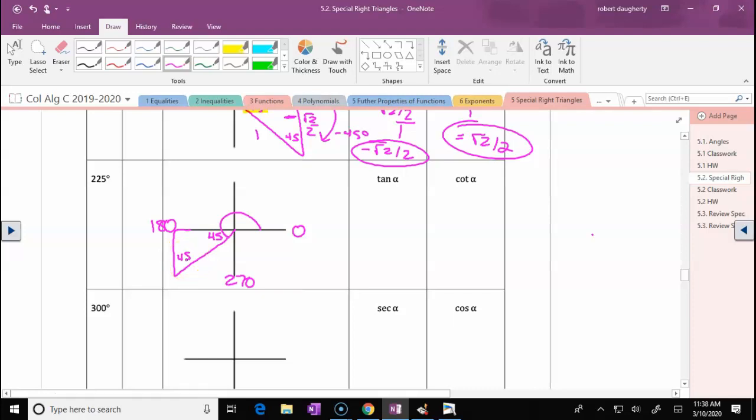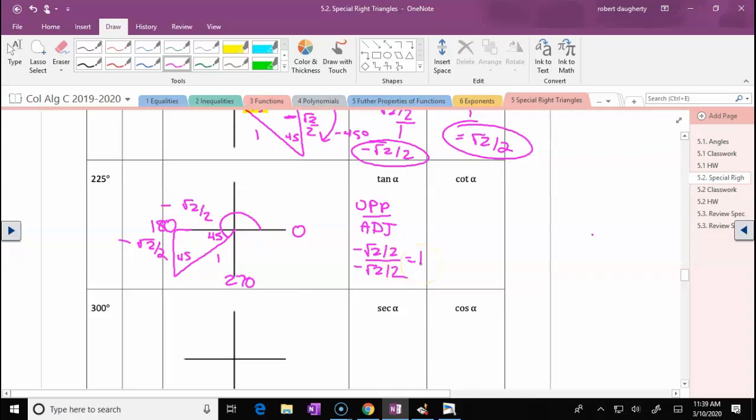So this side is 1. What are the two sides of a 45? Yeah, they're both square root of 2 over 2. And they're both negative in this case. Okay. What's the definition of tangent? Yeah, so opposite over adjacent in this case is going to be what? Negative root 2 over 2 over negative root 2 over 2. What is that number? Positive 1. So the tangent is 1.